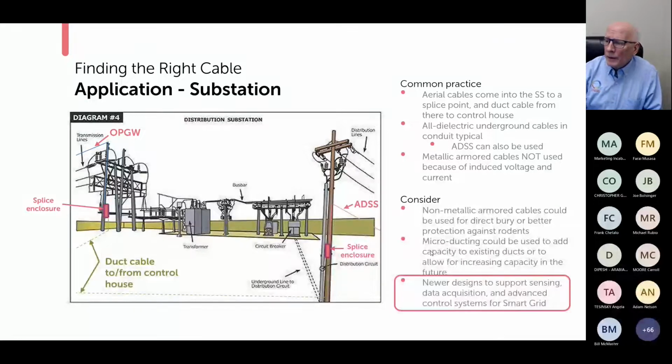Other things to consider would be microducting. That microducting can be used to add capacity to existing ducts, or when you're installing a new duct system, to make it easy to later upgrade and allow for increasing capacity. And then we're seeing newer cable designs that are specifically for sensing and data acquisition, things that are components of the smart grid system that you hear a lot of talk about in our industry.